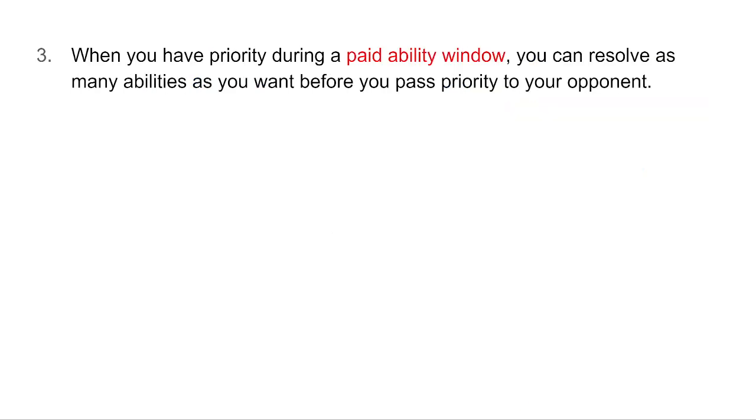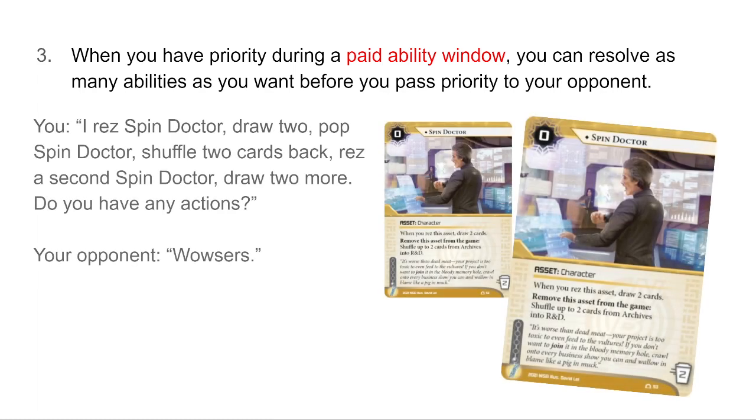Now, this is a little bit of a counterintuitive one if you're used to some other game systems. When you have priority during a paid ability window, if it's your turn to do actions, you can do as many abilities as you want before you pass priority to your opponent. So, for instance, on your turn, you can say, I rez Spin Doctor, draw 2, use the Spin Doctor's remove this asset from the game ability, shuffle 2 cards back, rez a second Spin Doctor, draw 2 more, and then you get to say to your opponent, do you have any actions? And your opponent does not get to do anything until you say, I pass priority back to you.